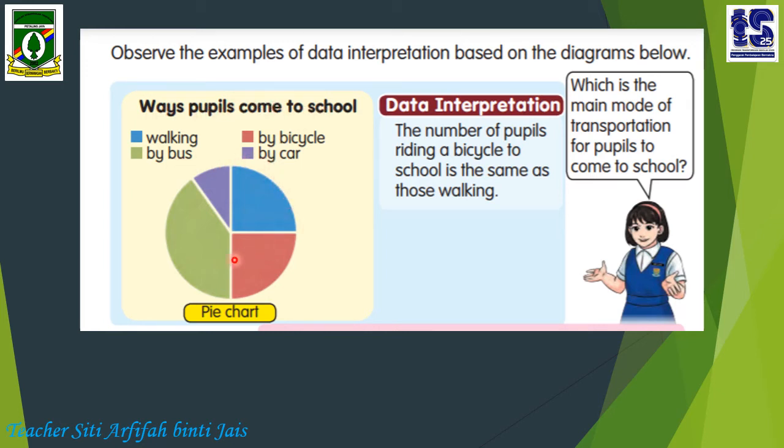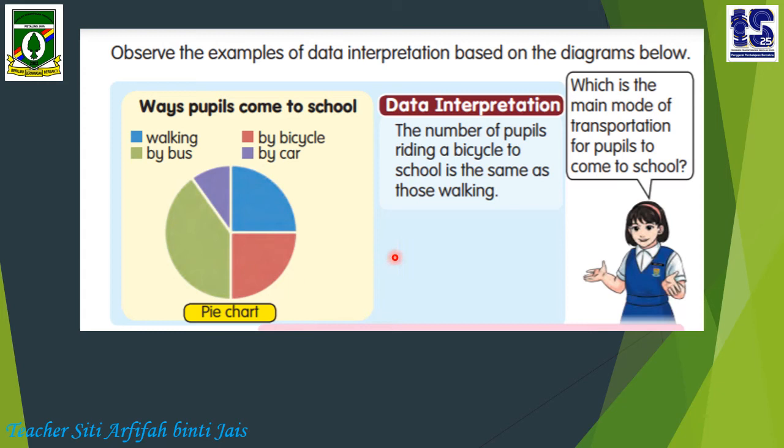There are 4 ways pupils come to school: walking, by bus, by bicycle, by car. This is how we can interpret the data. The number of pupils riding a bicycle to school is the same as those walking. This is the number of pupils walking, and this is the number of pupils who ride a bicycle. So we can say the sizes of the pie chart sections are the same.